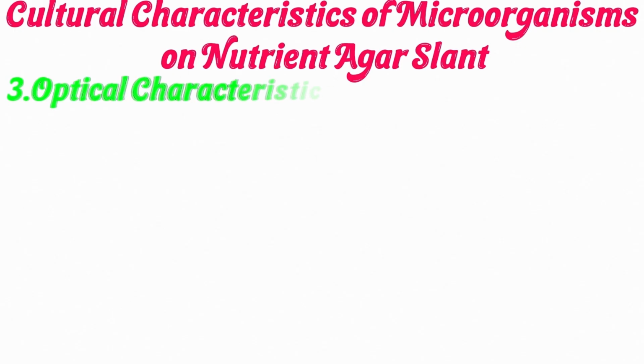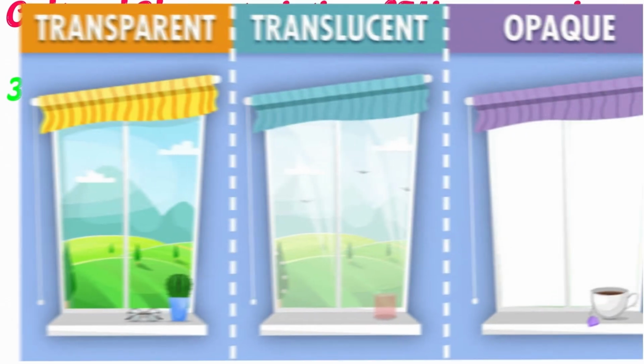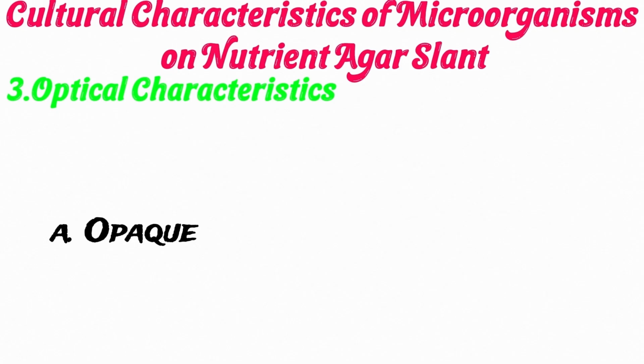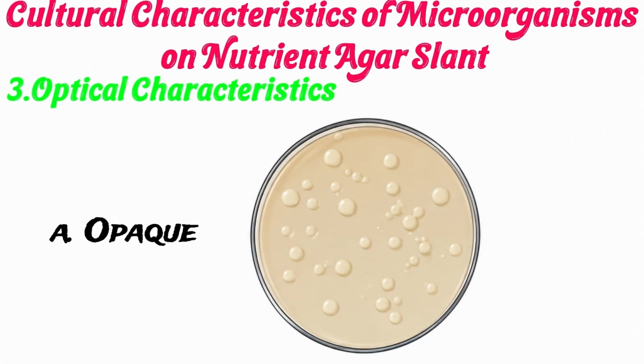Number 3 is optical characteristics. The word optical relates to light. Optical characteristics describe how much light passes through bacterial growth. There are 3 possibilities. First is opaque. It means no light passes through. The growth completely blocks light.